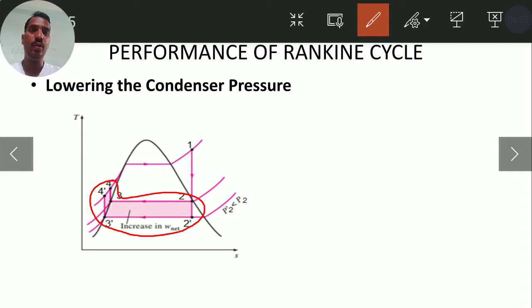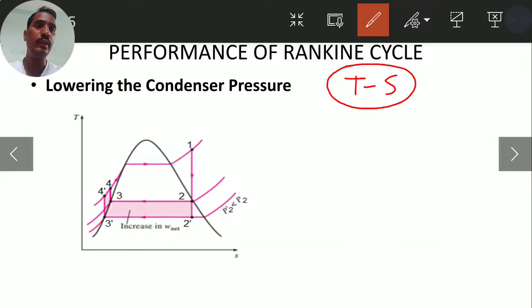The area inside this cycle, 4 to 2-3 4, this area we are getting as additional area compared with the reference cycle, which indicates that on the TS plane, the area inside the cycle is nothing but the heat transfer.